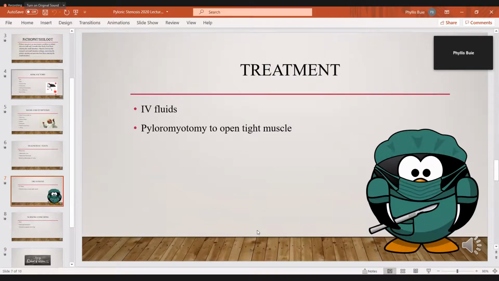So what are some things that we can do to treat this problem? First of all, the patient's going to need some IV fluids because they have to be hydrated. So they're definitely going to have IV fluids. And then they may do a pyloromyotomy, which is an opening of that tight pyloric muscle that will allow the food to pass through. Once it's repaired, the food should pass through very slowly.